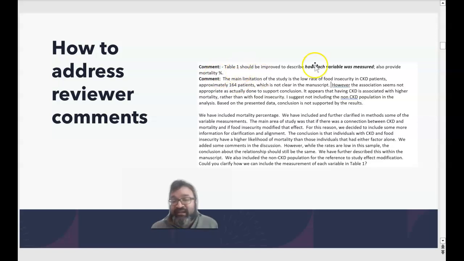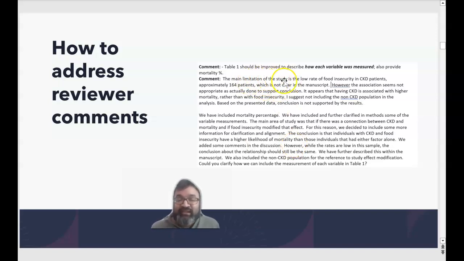So after that, the reviewer writes, and this is one of many comments that the reviewer gave, also provide mortality percentage. I went in there and did that. And this is something that you have probably seen in the review process in the doctoral journey. What I'll do is I'll make the changes in the file that the actual paper is included in, and then go in here and answer the question that they're posing.